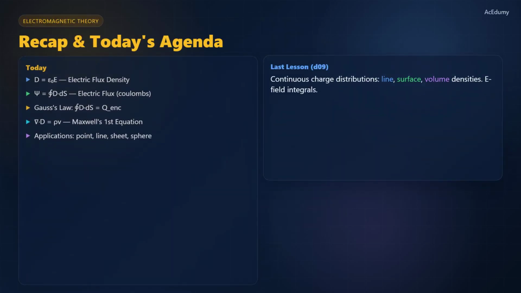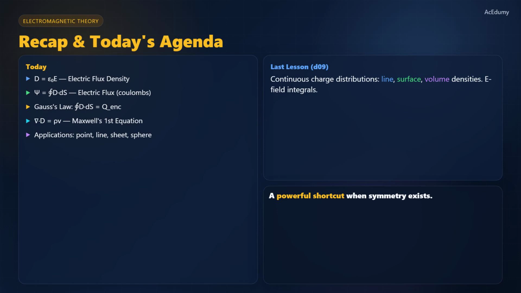Last time, we derived the electric field from continuous charge distributions: infinite line, infinite sheet, and the ring of charge. Those derivations required setting up and evaluating integrals, which can be quite involved. Today, we introduce a powerful shortcut. We'll define the electric flux density vector D, state Gauss's law, one of Maxwell's four equations, and show how it lets us find D and E almost instantly when the charge distribution has symmetry.